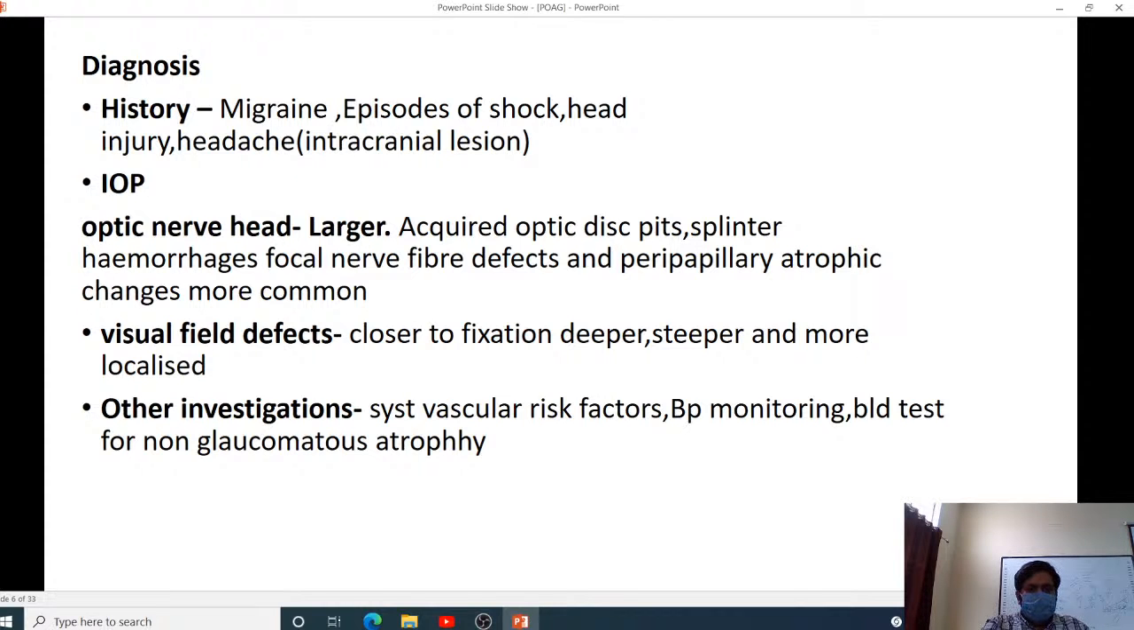In these patients, we have to investigate for other diseases like systemic vascular risk factors, and we have to monitor blood pressure. You have to speak to your physician about whatever drugs they are giving. Any drug which is causing hypotension, especially during sleep, should be avoided or stopped, and should be replaced.